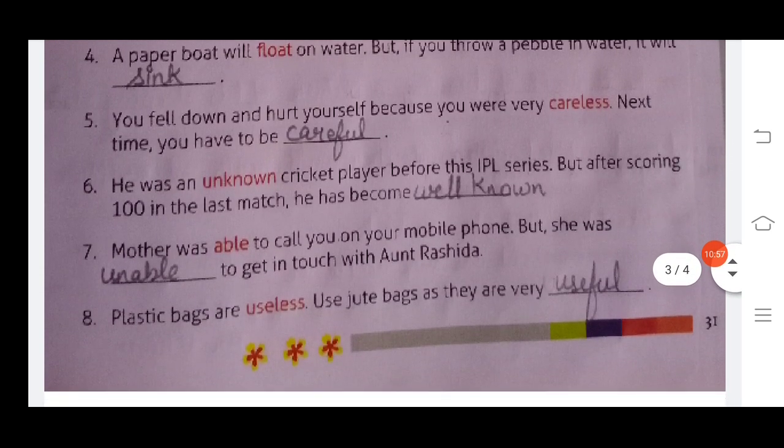Number 6, he was an unknown cricket player before this IPL series, but after scoring 100 in the last match, he has become well known. Unknown opposite is well known. Number 7, mother was able to call you on your mobile phone, but she was unable to get in touch with Aunt Rashida. So opposite of able is unable. Number 8, plastic bags are useless. Use jute bags as they are very useful. Opposite of useless is useful.